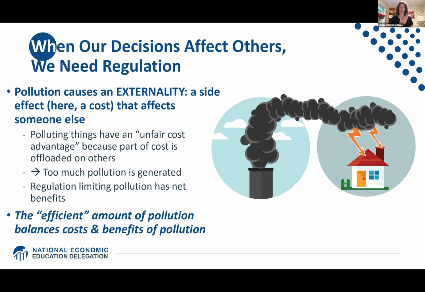And so the prediction here is that we can improve welfare by intervening in a market like that, by trying to make it so that we get to the efficient amount of pollution that's just going to balance the costs and benefits of that pollution. So making it so that all of those costs and benefits are accounted for.